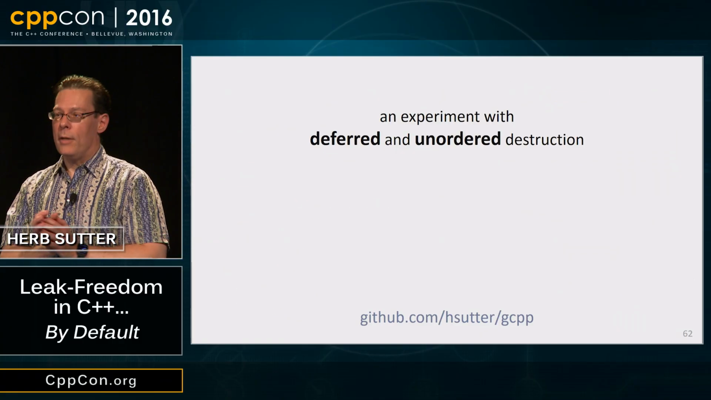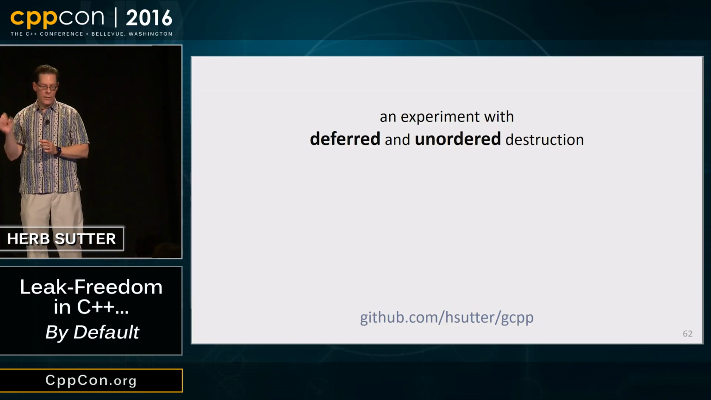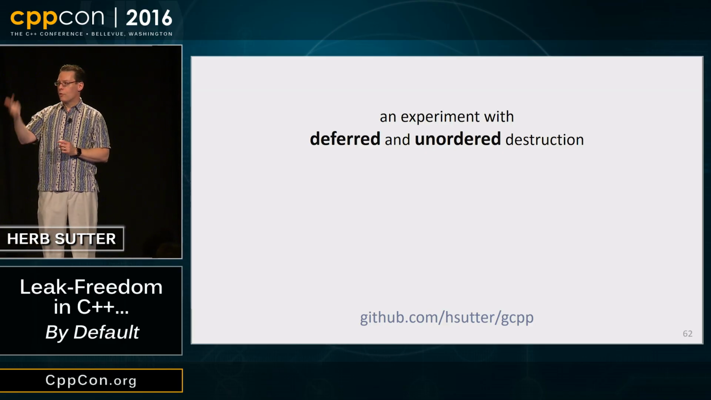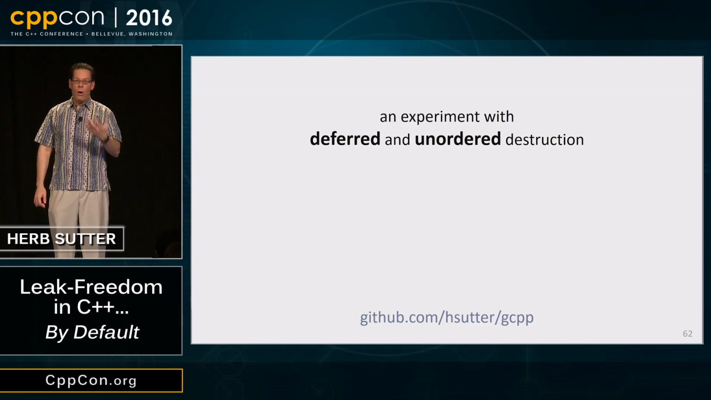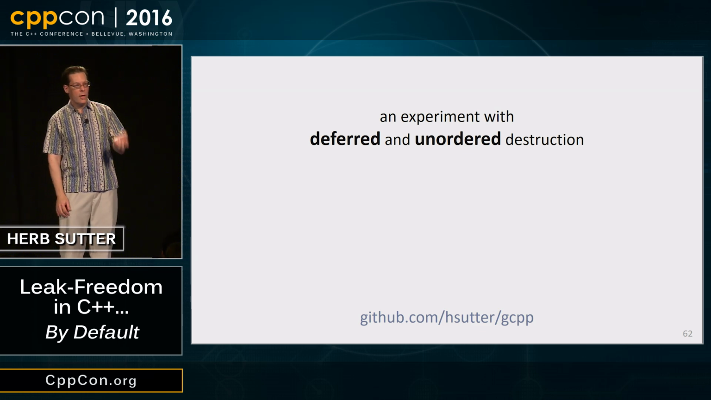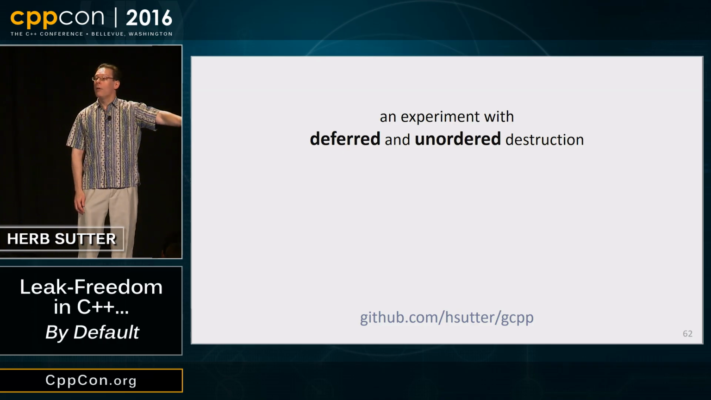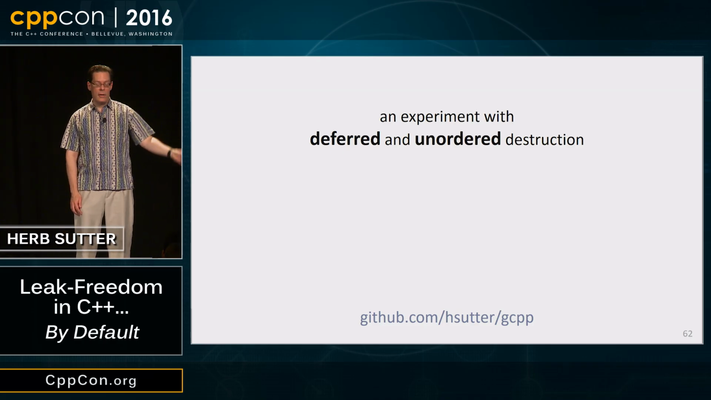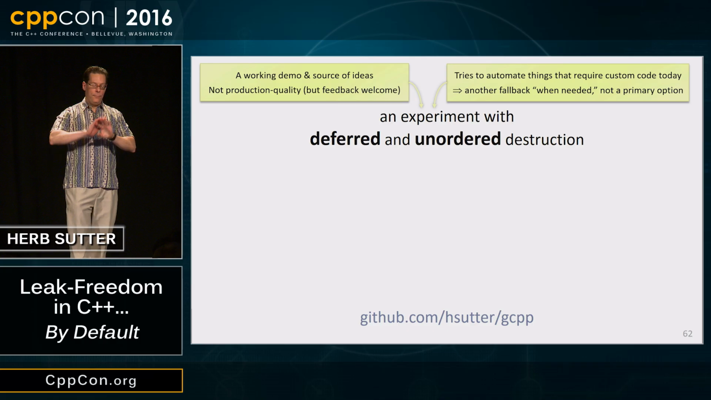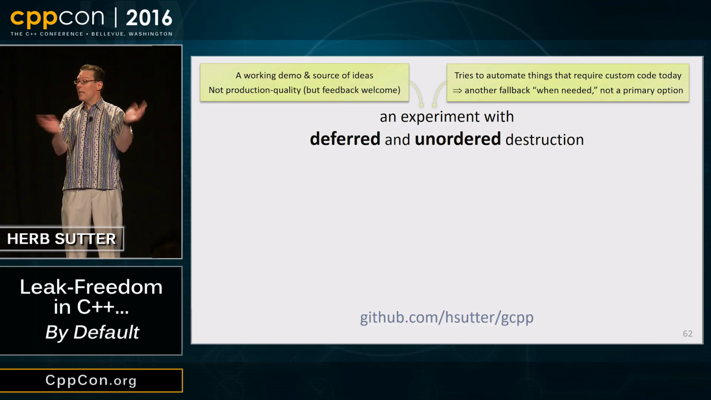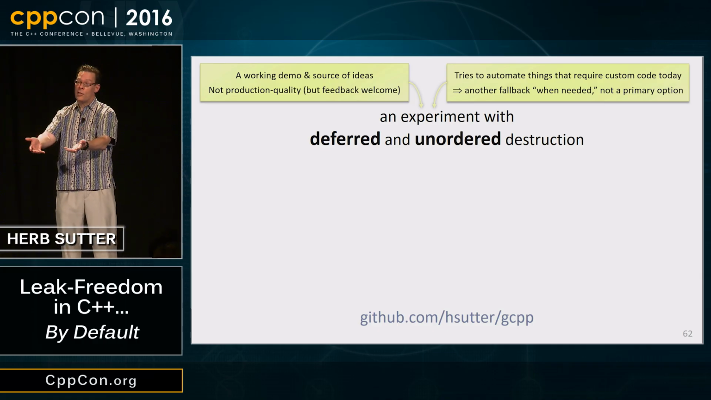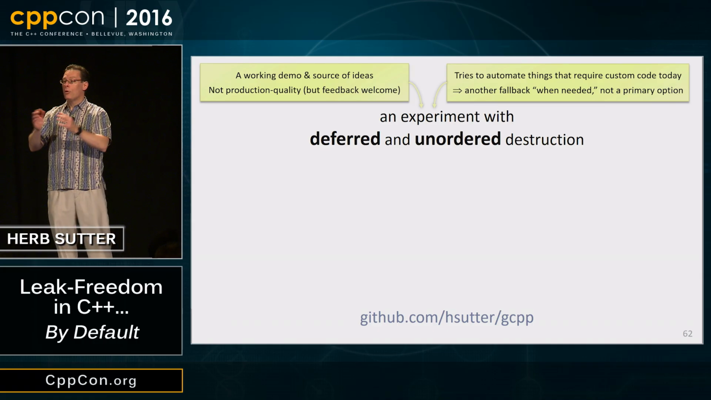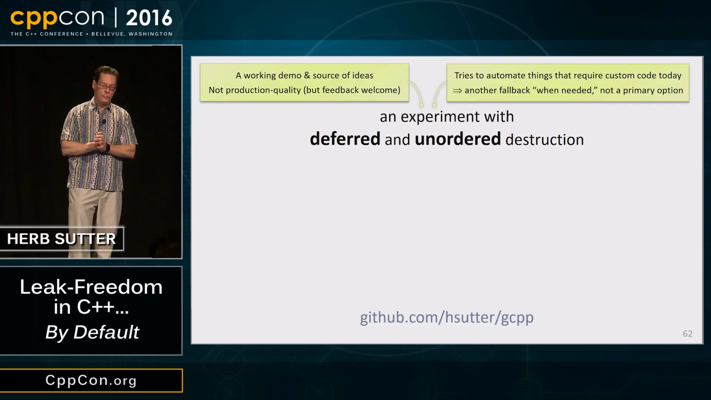So this is an experiment, and I think these are the keywords I really want to emphasize: deferred and unordered destruction. Yes, it does tracing too, but the key part is destructors. It's deferring destructors, that the destructors run, but they run later, and it's real destructors, and they're unordered. So I put the word experiment up for a reason. It's a working demo. It's a source of ideas where even if you're still writing it by hand, maybe by looking at that code, it gives you ideas for how to write the custom code today for your environment as you're writing your own tracing.